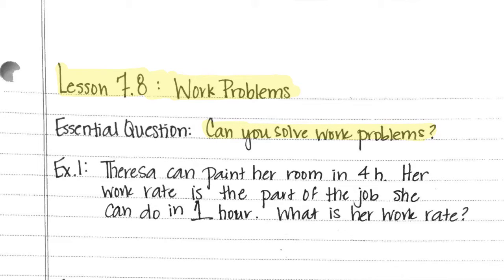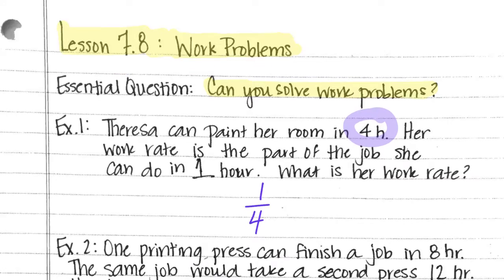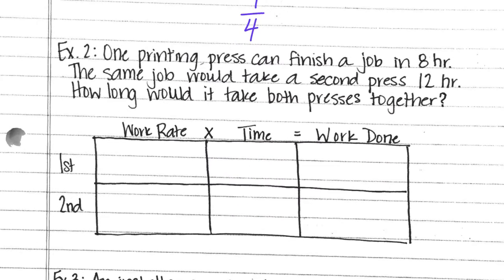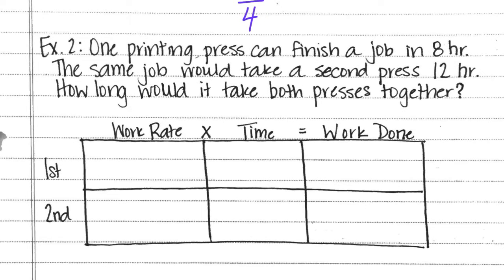Example 1 says, Teresa can paint her room in 4 hours. Her work rate is the part of the job she can do in 1 hour. What is her work rate? So obviously if she could paint it in 4 hours and her work rate is in 1 hour, her work rate is 1/4. So let's move on and see how these word problems start to come alive.